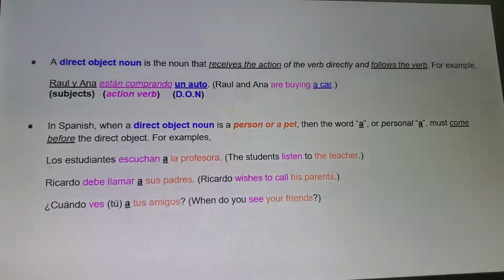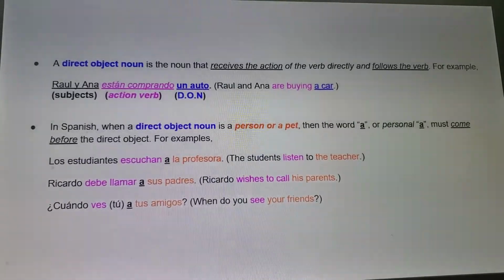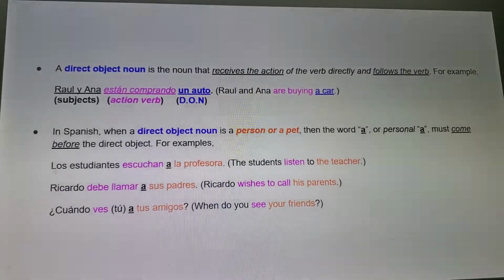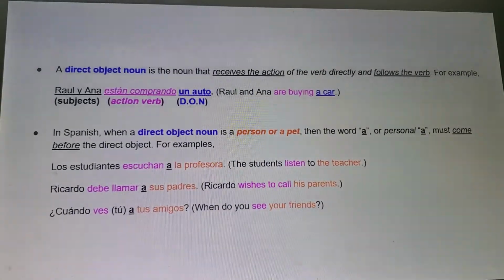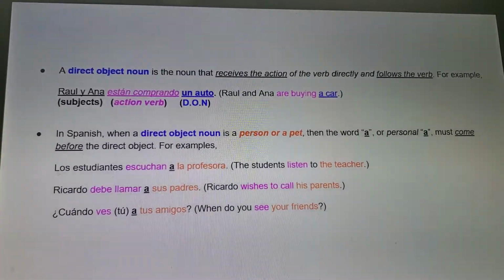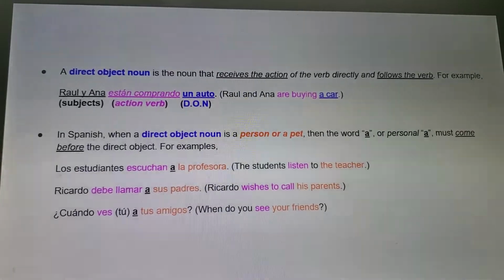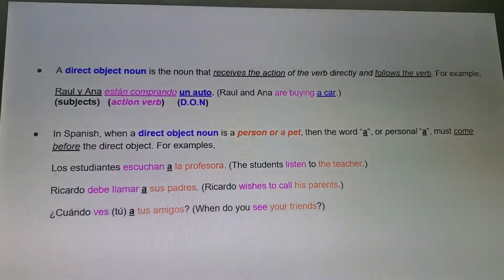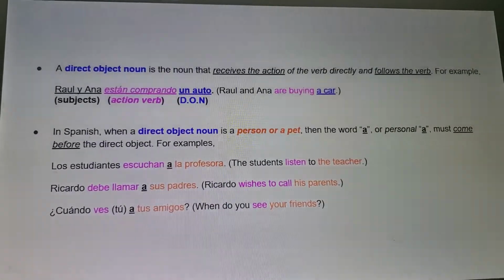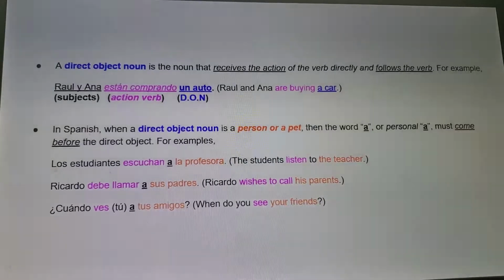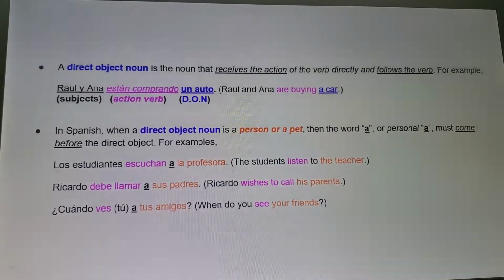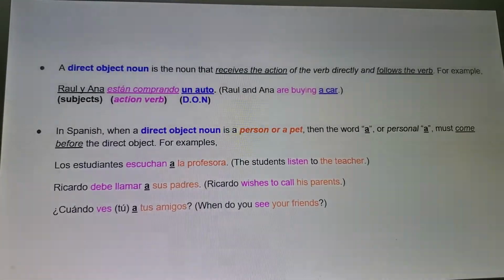In Spanish, when a direct object noun is a person or a pet, then the word a, or personal a, must come before the direct object. For example, los estudiantes escuchan a la profesora. So la profesora here is a person. Therefore, the personal a must be placed between the verb and the direct object noun, la profesora.